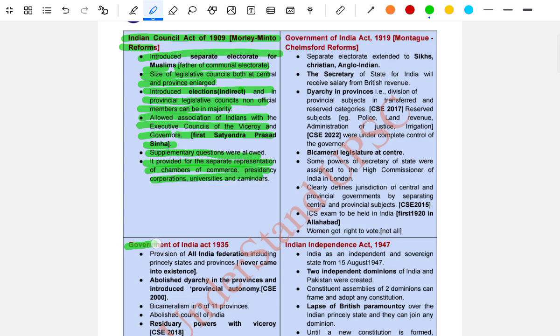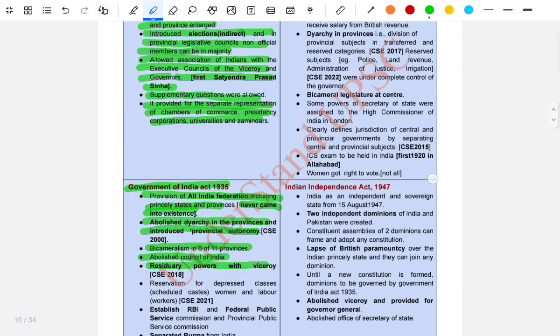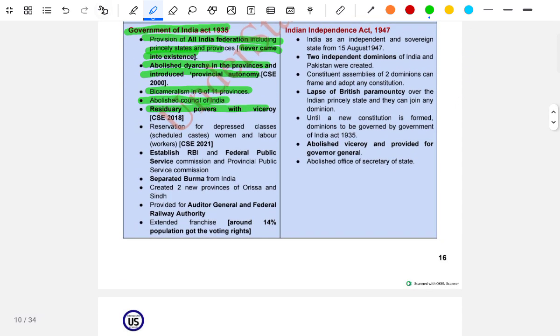The Government of India Act 1935. The provision of an All India Federation including the princely states and the provinces never came into existence. It abolished diarchy in the provinces and introduced provincial autonomy. Bicameralism was introduced in six to eleven provinces. It abolished the Council of India, with legislative power resting with the Viceroy. There was reservation for the depressed classes, scheduled castes, women and labor workers.